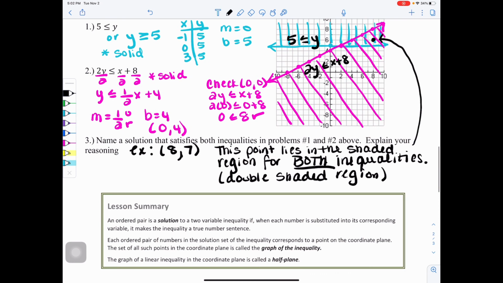So an ordered pair, remember, is a solution to a two-variable inequality if, when each number is substituted into its corresponding variable, it makes the inequality a true number sentence. Each ordered pair of numbers in the solution set of the inequality corresponds to a point on the coordinate plane. The set of all these points is called the graph of the inequality. And the graph of a linear inequality in the coordinate plane is called a half plane. That just means, remember, that part of the coordinate plane is going to be shaded in as your solution. And this concludes your lesson on graphing inequalities, day 2.